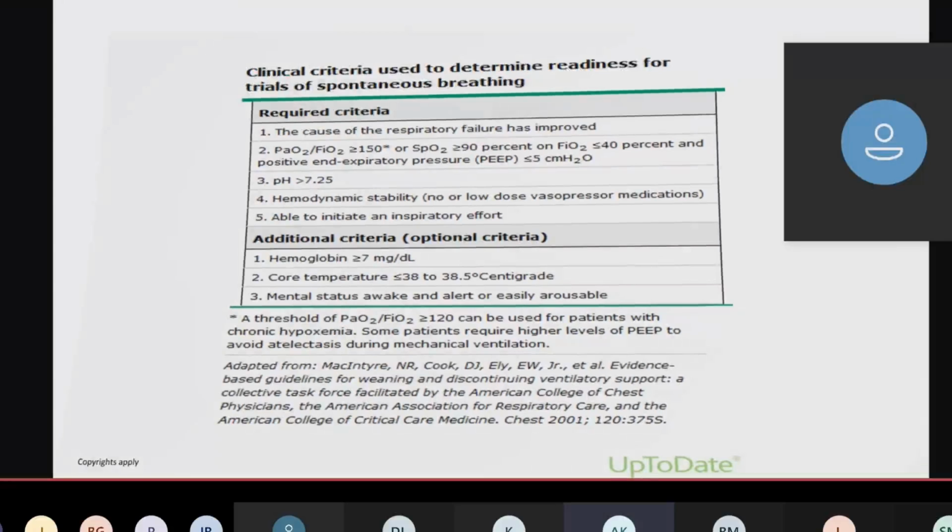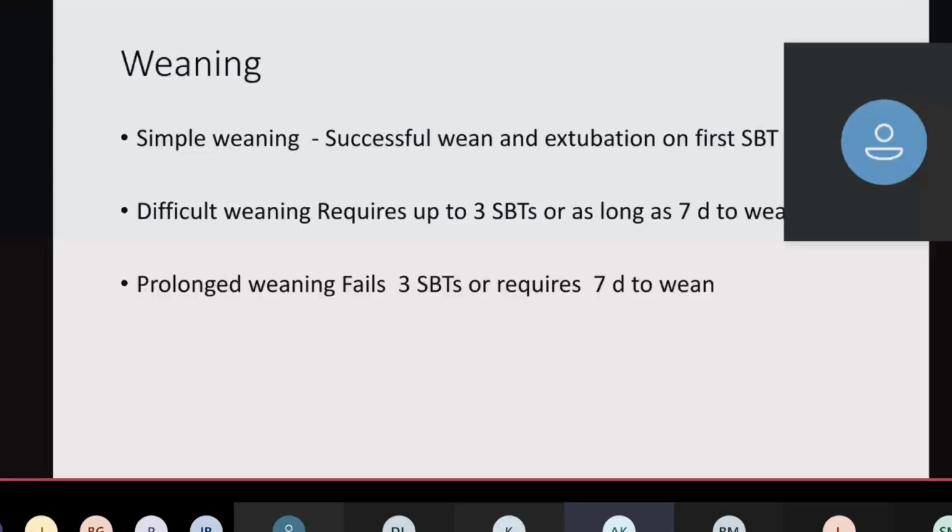As I said, weaning can be simple, difficult, or prolonged. Simple weaning is nothing but, you start weaning a patient, you give a spontaneous breathing trial, and then you take off the tube. So that is simple weaning. Difficult weaning, what does it mean? You might require up to 3 spontaneous breathing trials, or you might take a week to wean this patient. So these patients fall under the difficult weaning category. Prolonged weaning is when the patient fails more than 3 spontaneous breathing trials or requires more than 7 days to wean. So that is how weaning is classified.